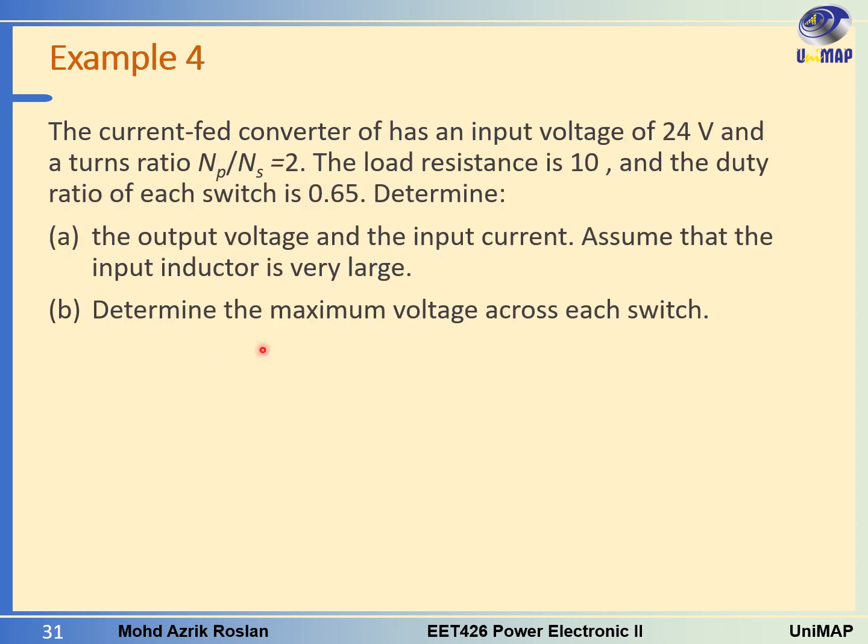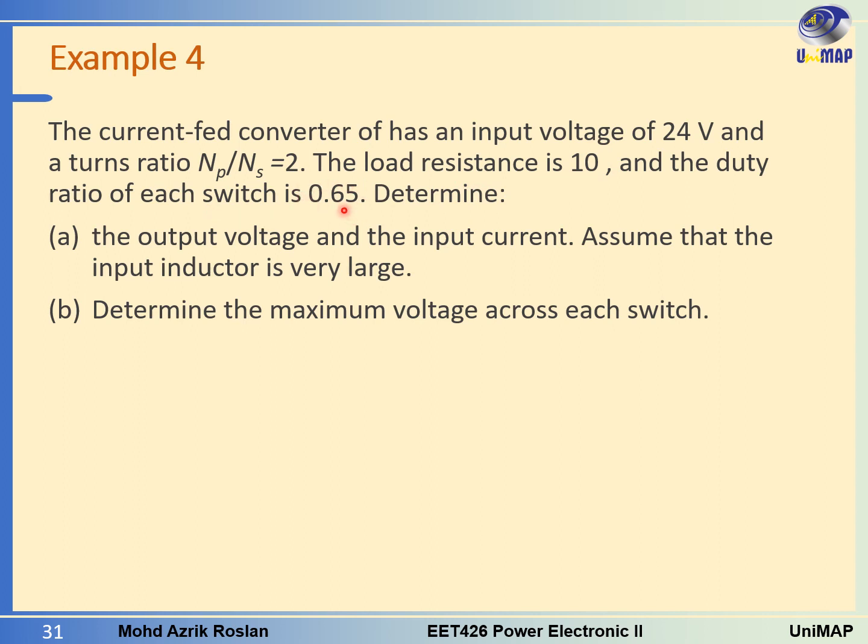Okay, now we move to example number 4. This is pretty much the same as example number 3, so it's also a straightforward question. We have the input voltage of 24 volt and the transformer ratio NP over NS equals 2. The load resistance is 10 and the duty ratio of its switch is 0.65.